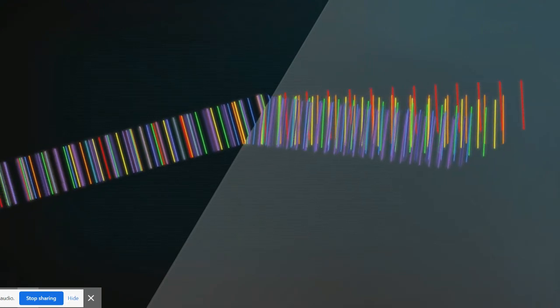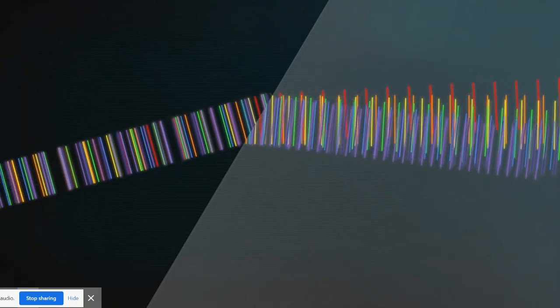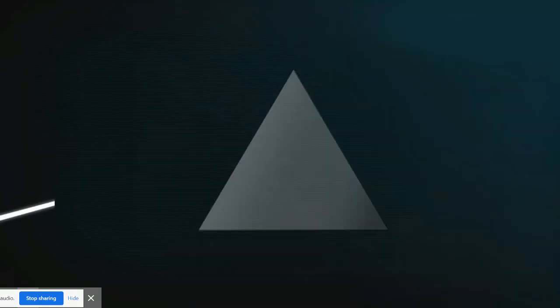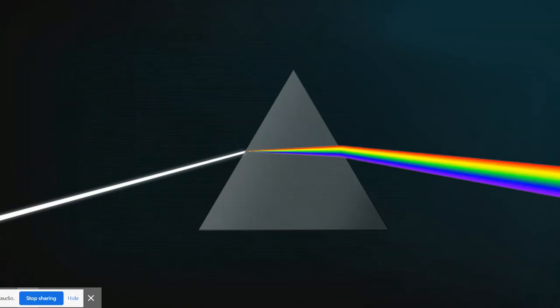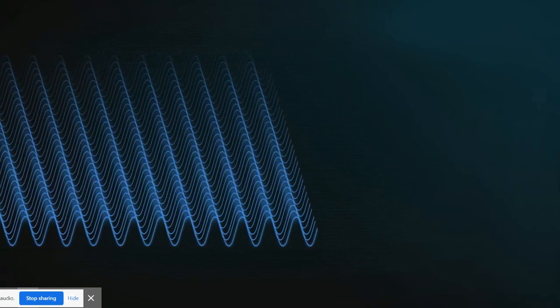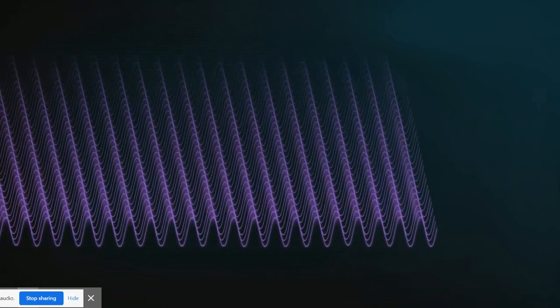So the colours get separated when they first enter the glass on an angle, and they spread out even more when they speed up on an angle as they leave. The reason the different colours slow down different amounts in glass is because they've got different wavelengths. Red light has the longest wavelength, followed by orange, yellow, green, blue, indigo, and finally violet with the shortest wavelength. And the shorter the wavelength, the longer it takes to travel through glass.